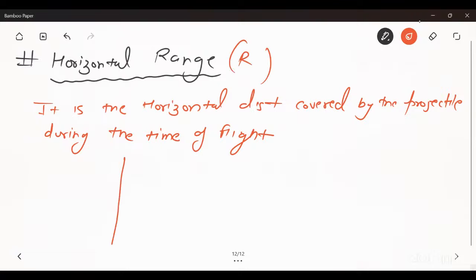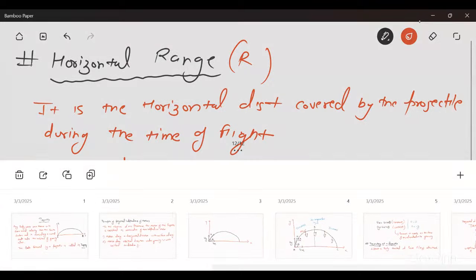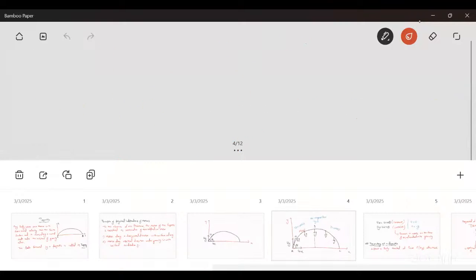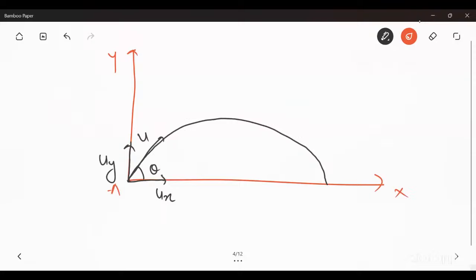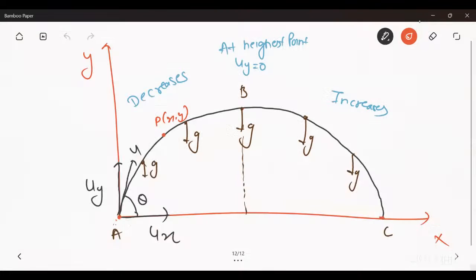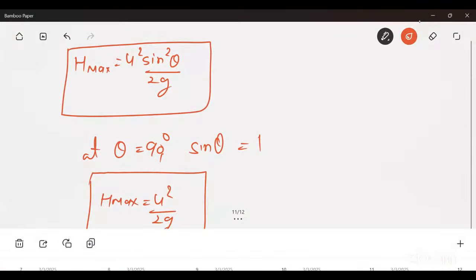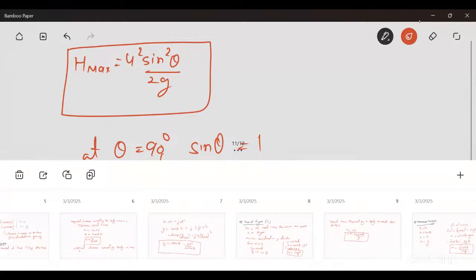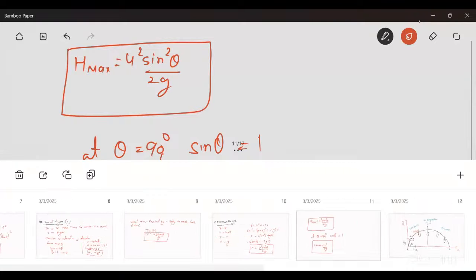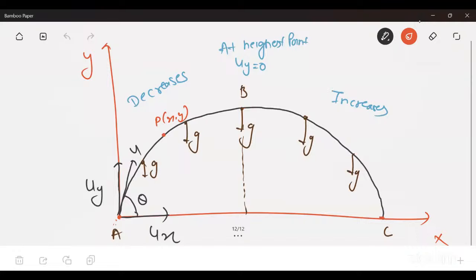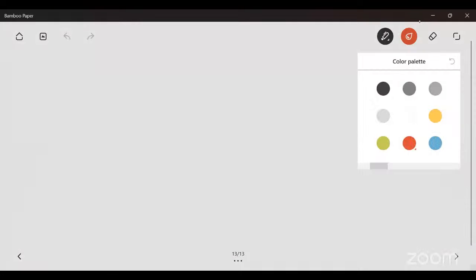So for this we will take x direction motion because horizontal range is the distance. Suppose this point is A, this point is B. So this distance AB is known as the horizontal range. So we will consider only from A to C. We will consider the range.